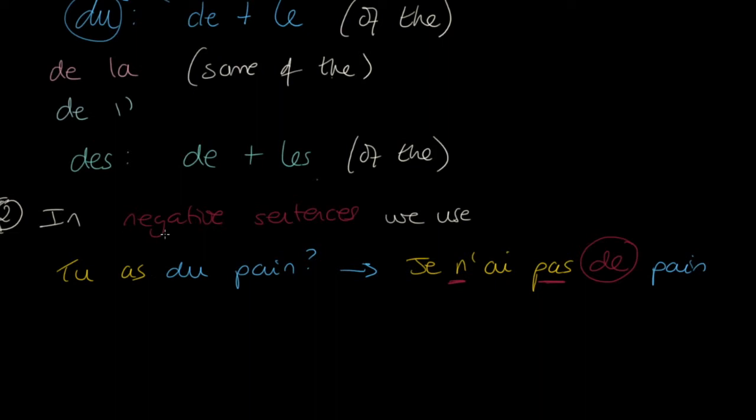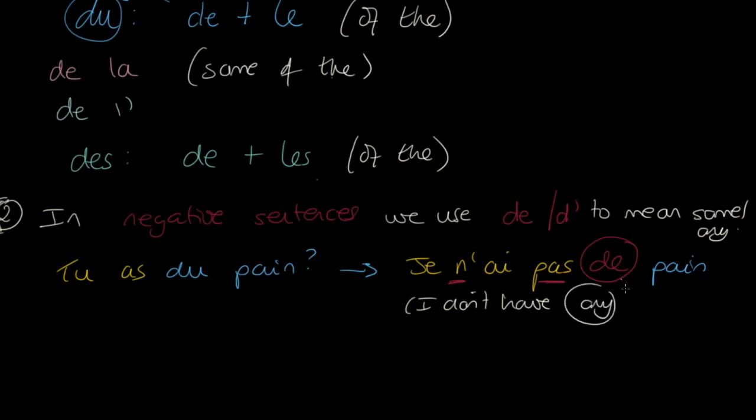Okay, for a negative. So we can say here negative sentences, we use de, or we also use d', to mean some or any. Okay, so je n'ai pas de pain. I don't have any bread. We wouldn't really say I don't have some bread, do we? It would sound a bit strange, but let's look at another example. Okay, tu as de la pizza?